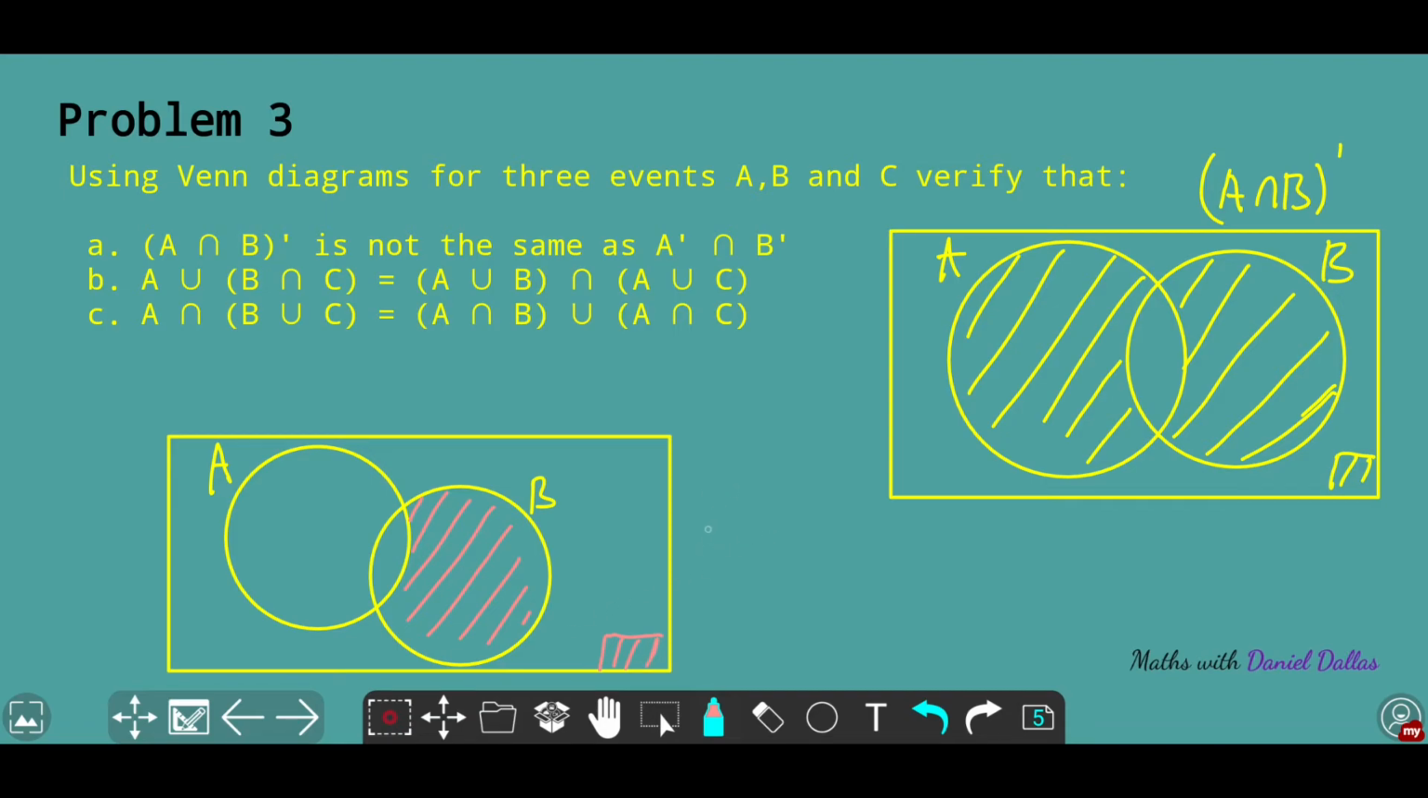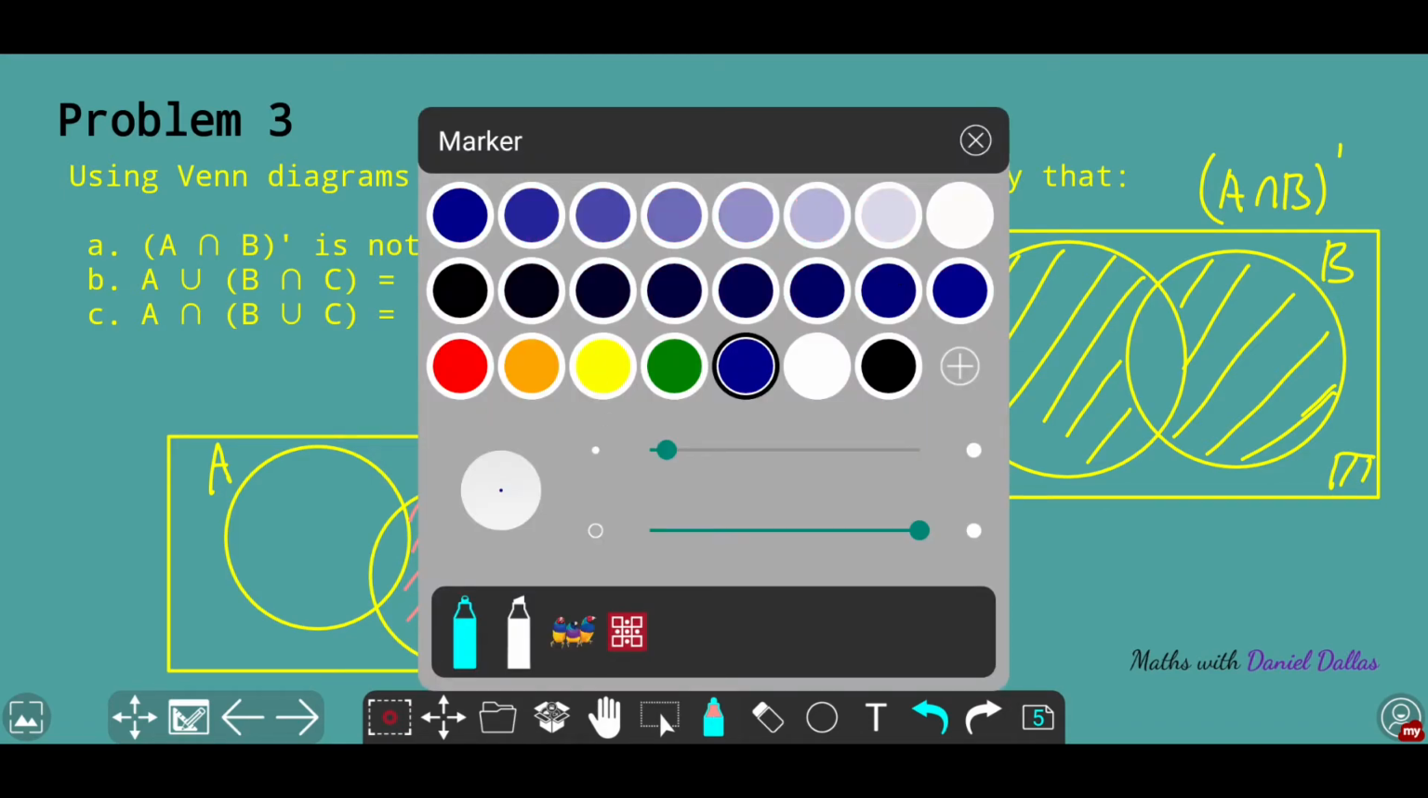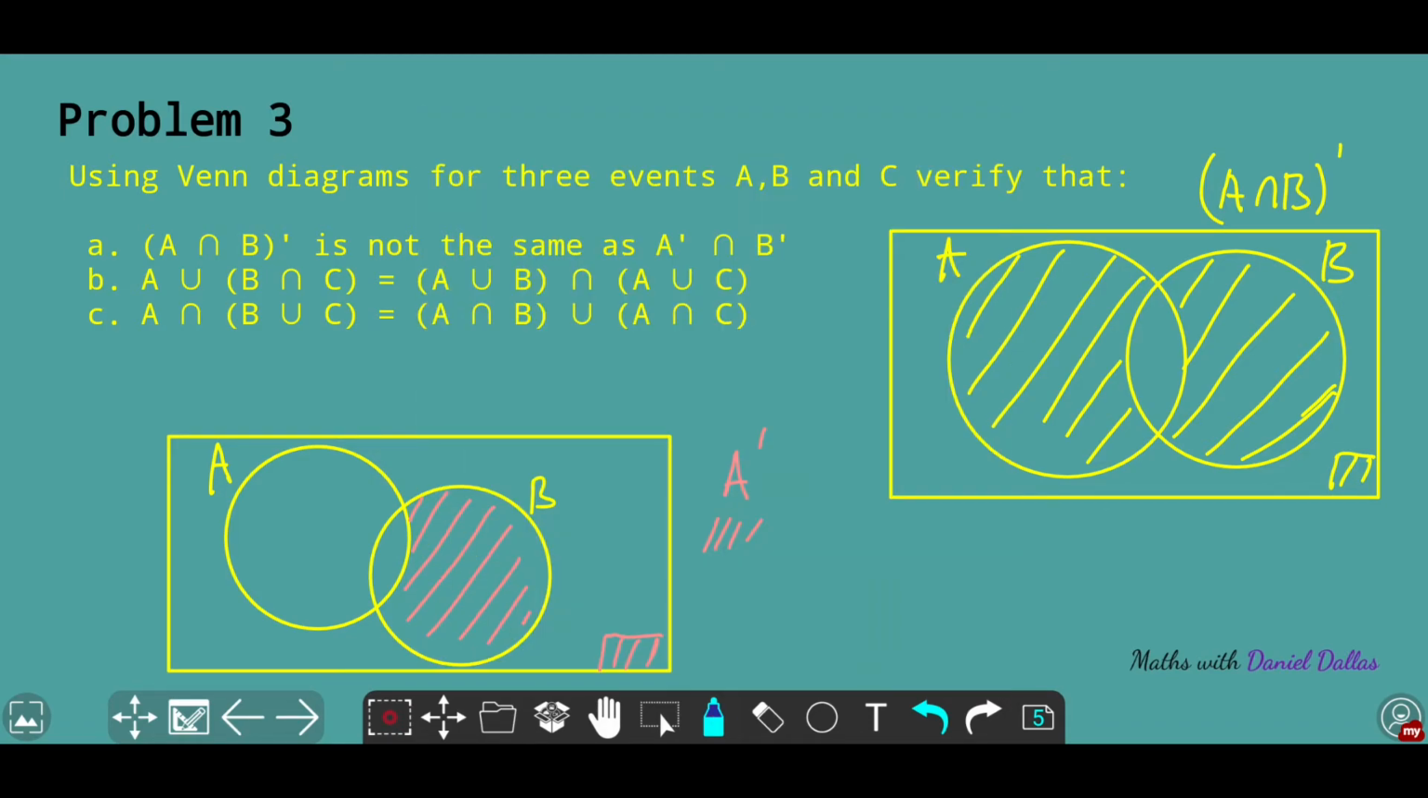That's not A. I'm going to use another type of shading, let it be this one, and I mark this type of shading for not B. Not B means everything outside B, so it's only A and also here. We're going to use intersection, a combination of two types of shading, and that means it's going to be not A intersect with not B.